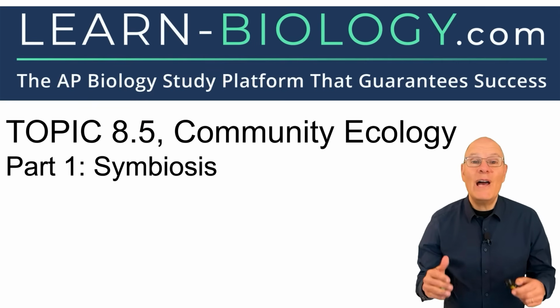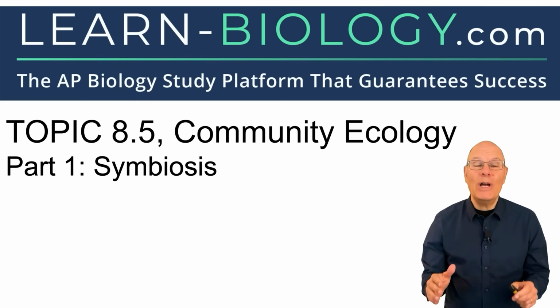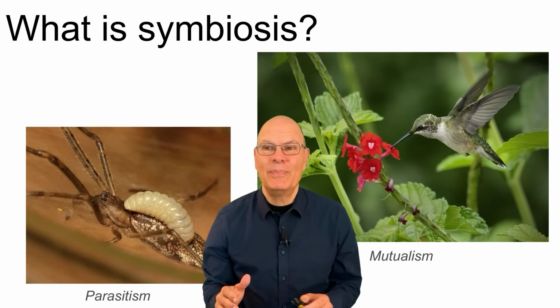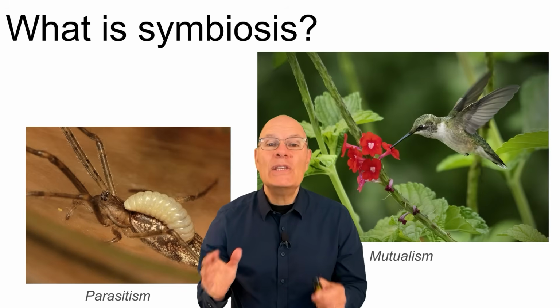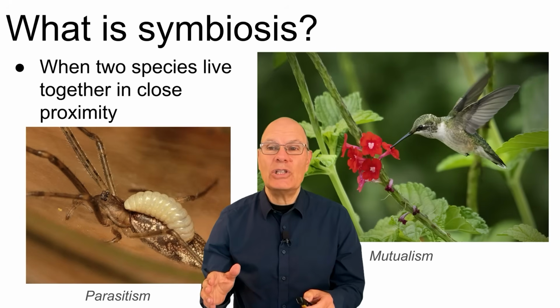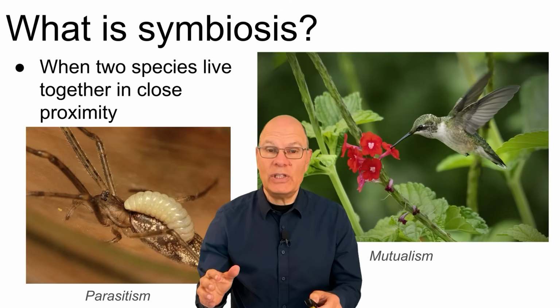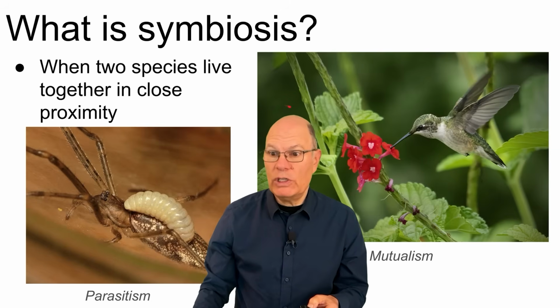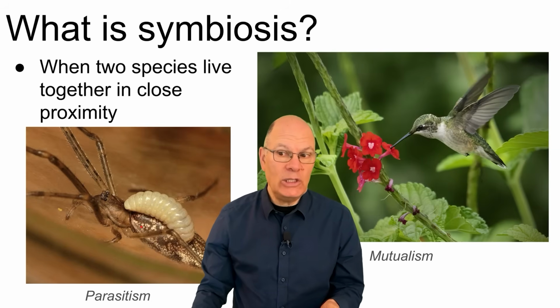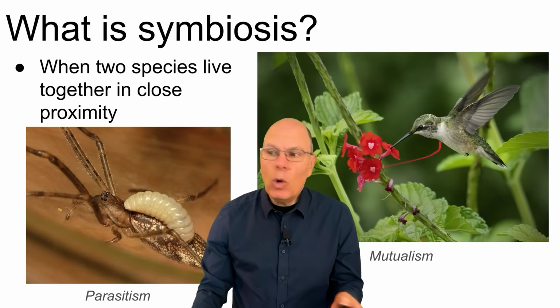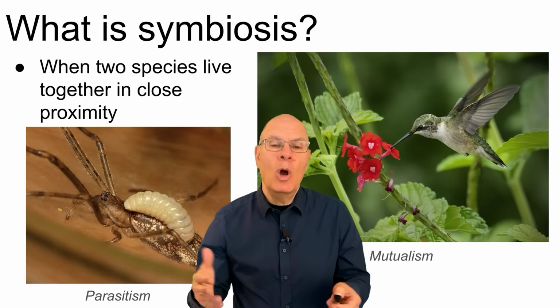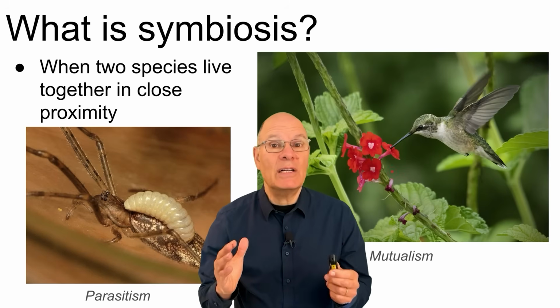Topic 8.5, Community Ecology Part 1, Symbiosis. What is symbiosis? Symbiosis is an interaction when two species live together in close proximity, and one species might be harmed by that interaction, the other might gain, or both species might benefit, or one of the two species might be unaffected.